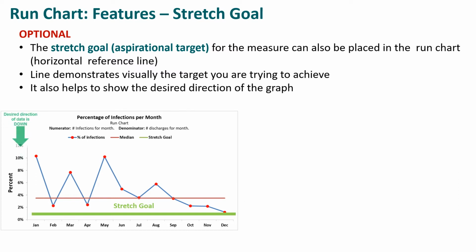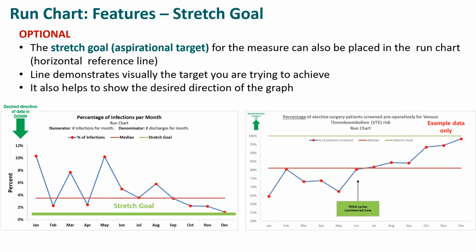So below, we're looking at the percentage of infection rates per month, and the desired direction of this data is down. The stretch goal is set at 1%. And in this chart, we're looking at the percentage of elective surgery patients that are screened preoperatively for venous thromboembolism risk. You can see the stretch goal is set at 100% because they want all patients to be screened before they have their operation. And the desired direction of this chart is up.